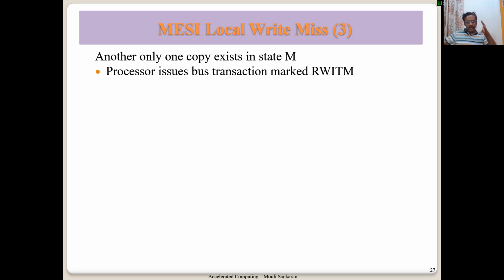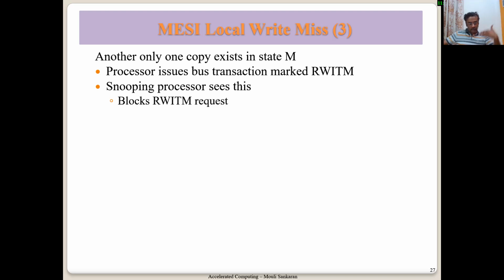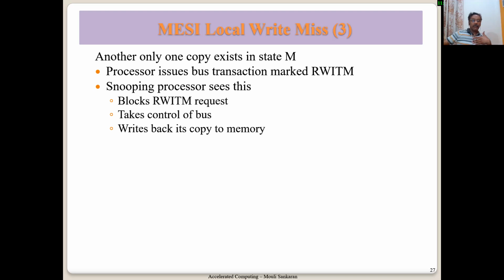So you again send a request for a read with the intent to write, read with intent to modify. Snooping process sees it, blocks that RWITM request, takes control of the bus, and writes back its copy to memory. The other core, which is owning it in the modified state, takes control and writes the content into the main memory.